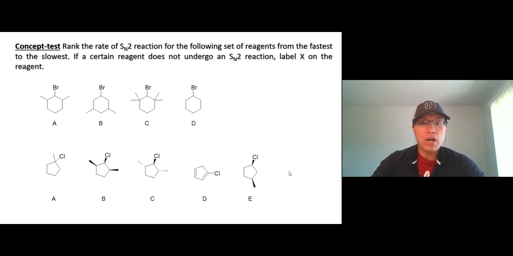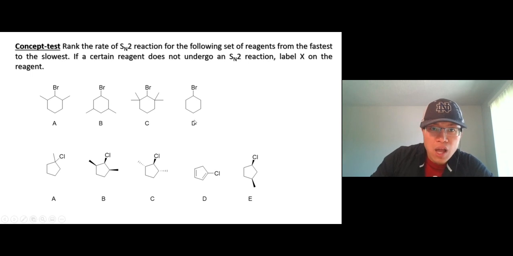All right. Let's take a look at the first set. We have A, B, C, and D. Which one goes SN2 the fastest? Let's say all of them have the same electrophilic center, which is the carbon next to bromine. The nucleophile will attack at that position. The worst one, I'm sure you see this, is C for sure. Too many things around the electrophilic center.